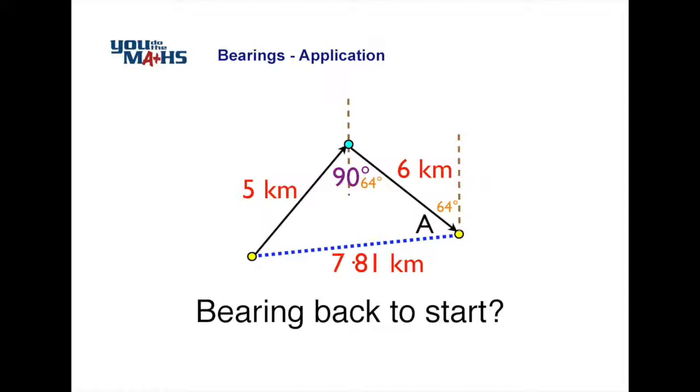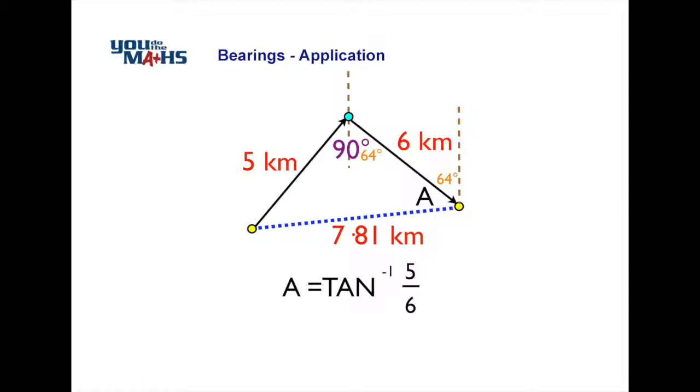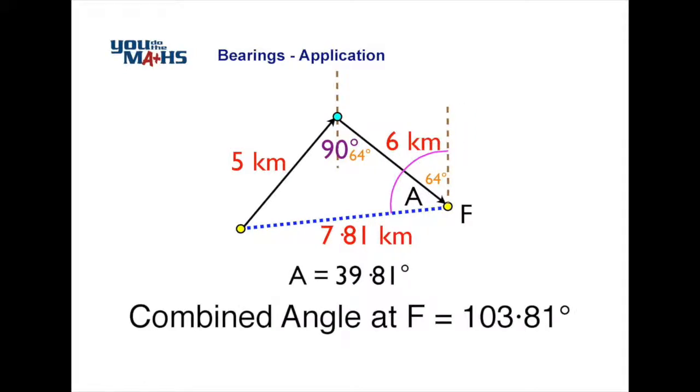Now let's find angle A, and we can use the tangent, in other words the opposite over adjacent in this triangle, to help us find angle A. Angle A is equal to inverse tan opposite over adjacent, or 5 over 6, and if we use our calculator we can solve for that and we get an angle of 39.81 degrees. This angle of 39.81 degrees together with the 64 degrees gives us a combined angle of 103.81 degrees as shown with the pink arc. So that means that our bearing is heading more to the south than to the north, as we'd expect from our diagram.